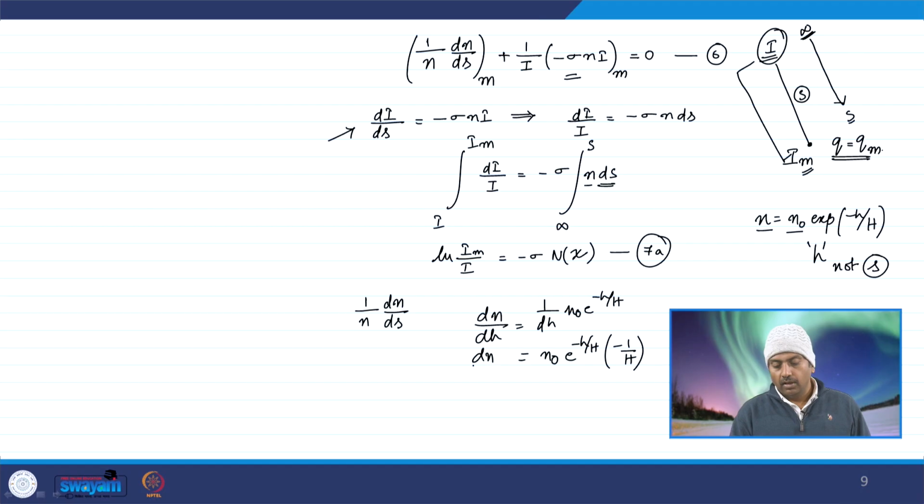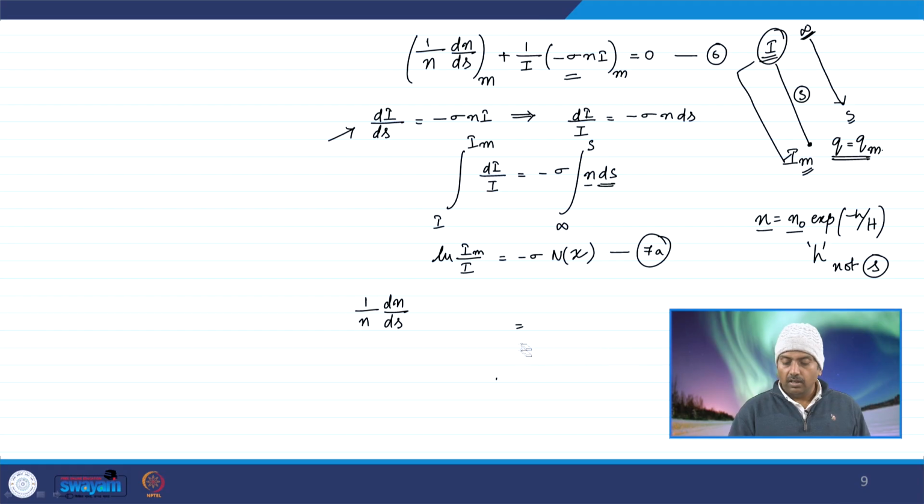This is what you get, dn by dh. But you cannot do that, because you cannot substitute n is equal to n naught e to the power of minus h, because now the variation is not with respect to h, the variation is indeed with respect to small s. So, we have to make a change of variables, or we have to shift the variables by using appropriate expressions, only then this will be complete.